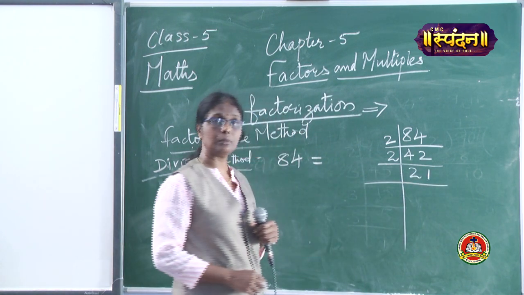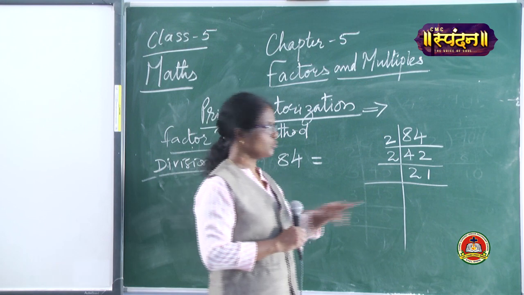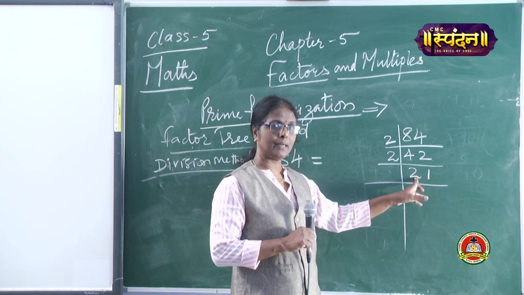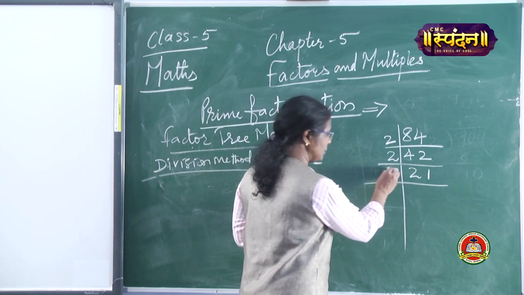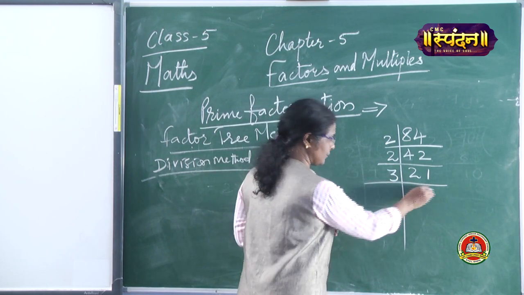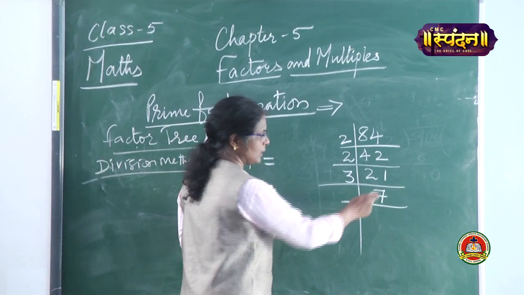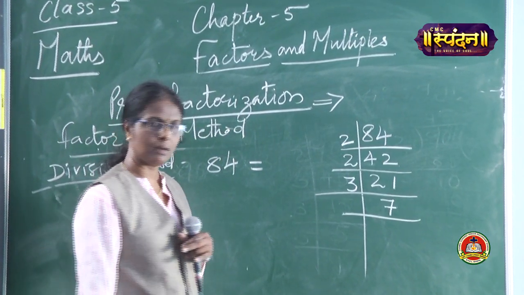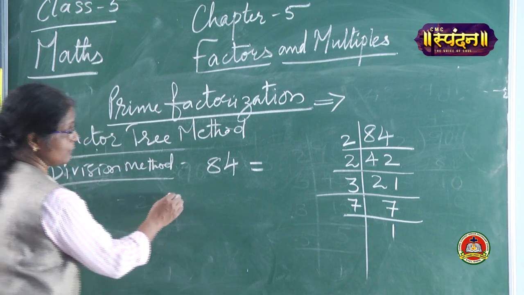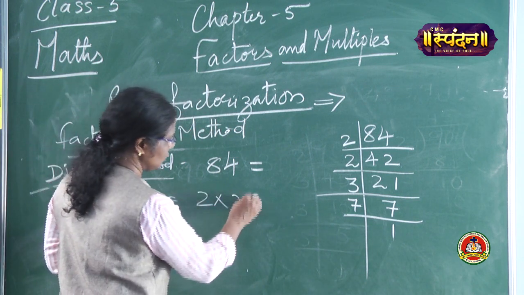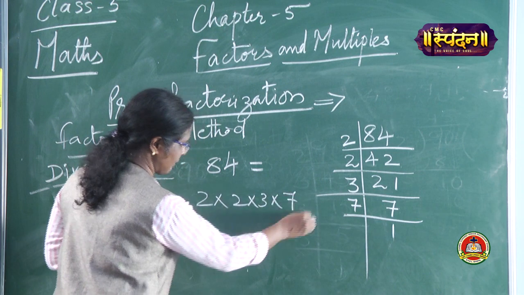21, is it divisible by 2 now? No. Now 2 plus 1, check whether it is divisible by 3. Yes, 2 plus 1 is 3, and 3 is a multiple of 3. So it is divisible by 3. 21 divided by 3 is 7. Now the number you got, 7, is a prime number. 7 is divisible by 7 only. You got the answer 1. So 84 can be expressed as 2 into 2 into 3 into 7.